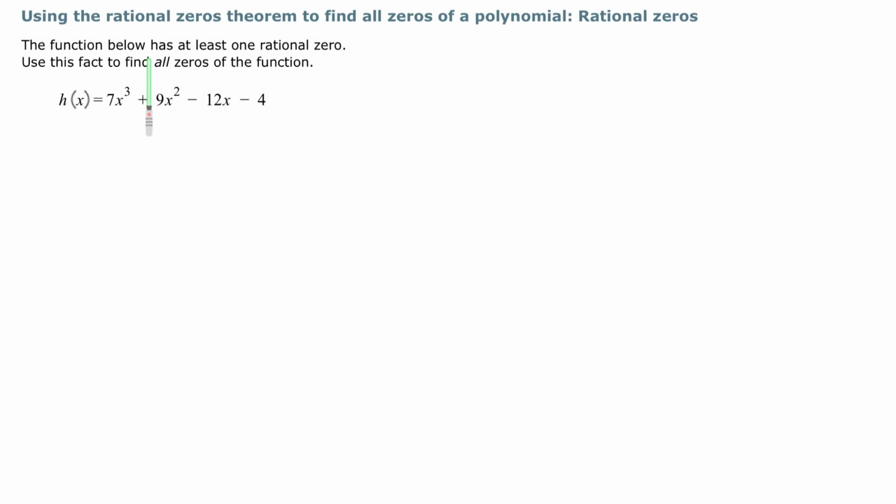The function below has at least one rational zero. Notice the function below is a polynomial in descending order. Use this fact to find all zeros of the function.